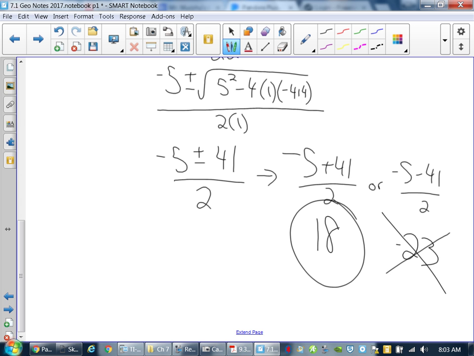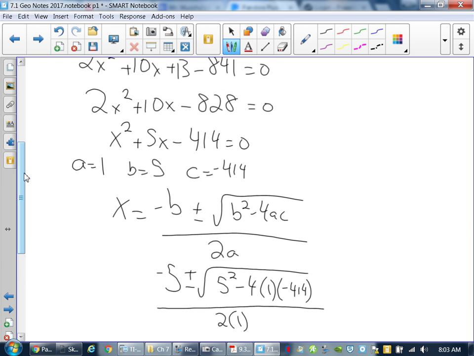So we literally did all this just to get 18. What's happening is that when you're finding the value of x that makes the side lengths work, unfortunately, guys, there is no shortcut to any of this. There really isn't.